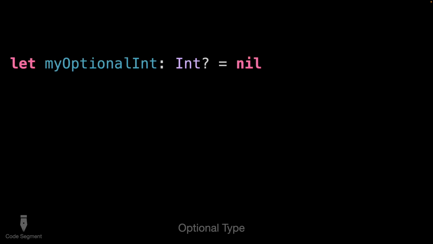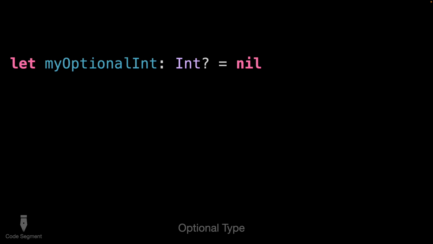Okay, so let's look at it. Optional types. If we define a constant myOptionalInt, and we declare that its type is Int with a question mark, we are saying, hey, I want this to be an optional of Int. I want this to be an Int that could also be nil. That's basically what you're saying with that question mark right after the type, okay?